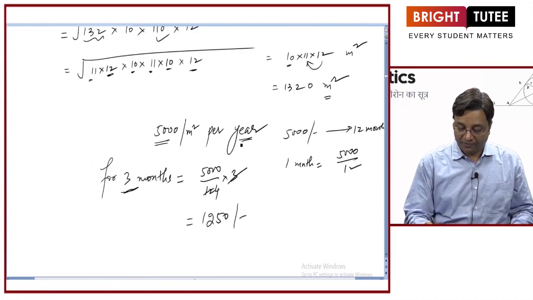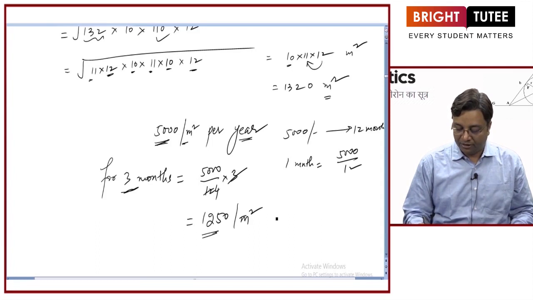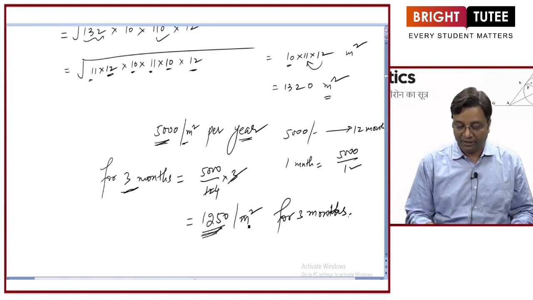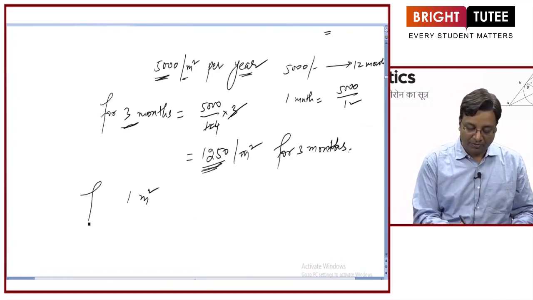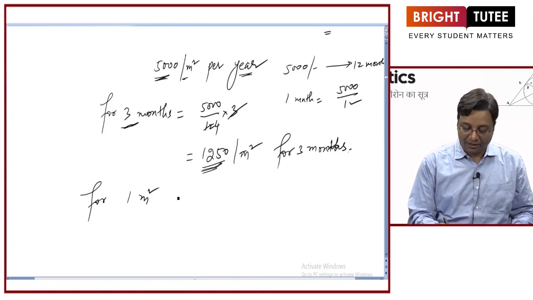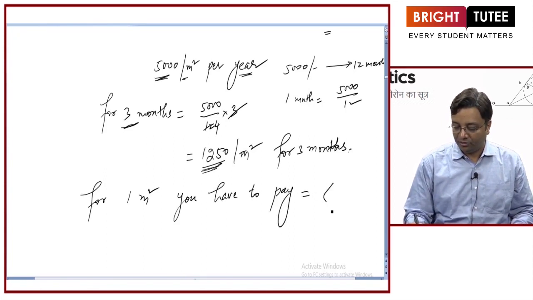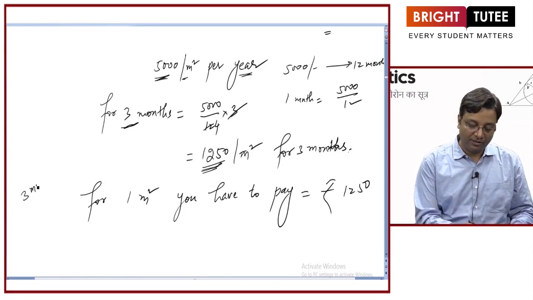Now this is for 5,000 per meter square per year, right. So now you have to pay 1250 rupees per meter square for 3 months, right. So this is for 1 meter square. For 1 meter square, you need to write the statement in full, okay. You have to pay rupees 1250, and this is obviously for 3 months, okay.